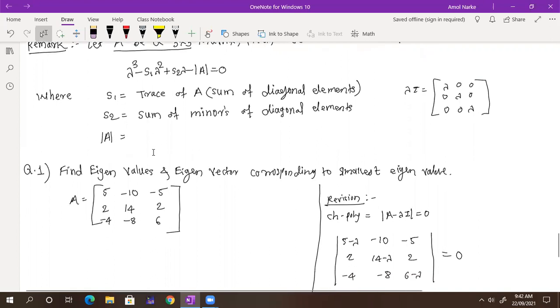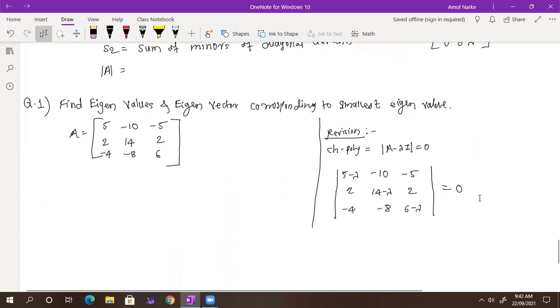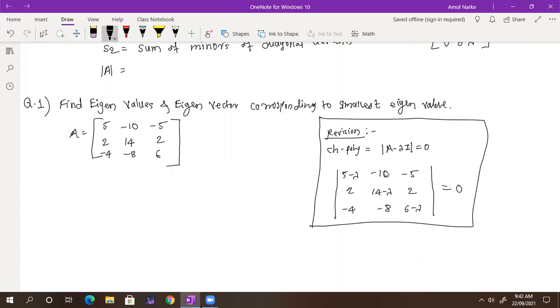So let's see. Don't go by this method. This is also the correct one, but it is a time consuming method. This is our usual method, but it is time consuming, so we are not going to use this one. We directly write down the characteristic equation. For a 3 by 3 matrix, this is always the characteristic equation: lambda cube minus S1 lambda square plus S2 lambda minus determinant of A, which is equal to 0.